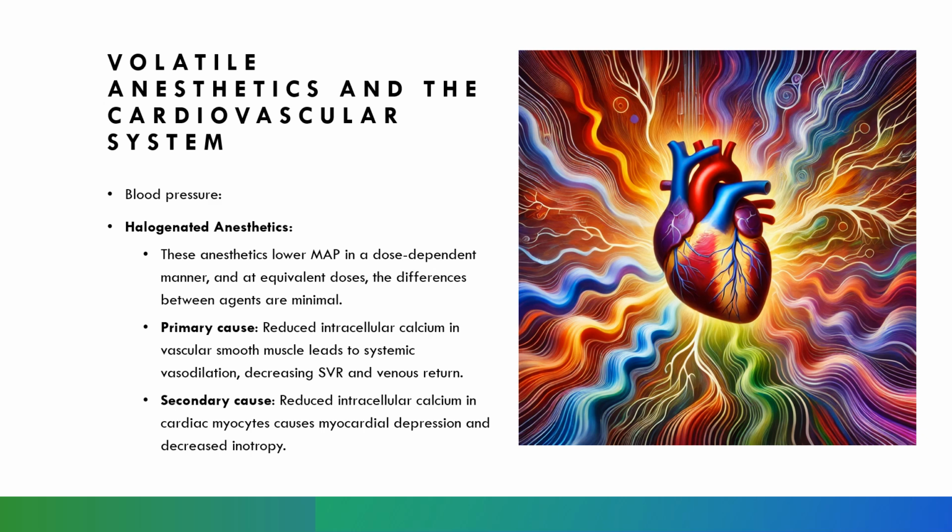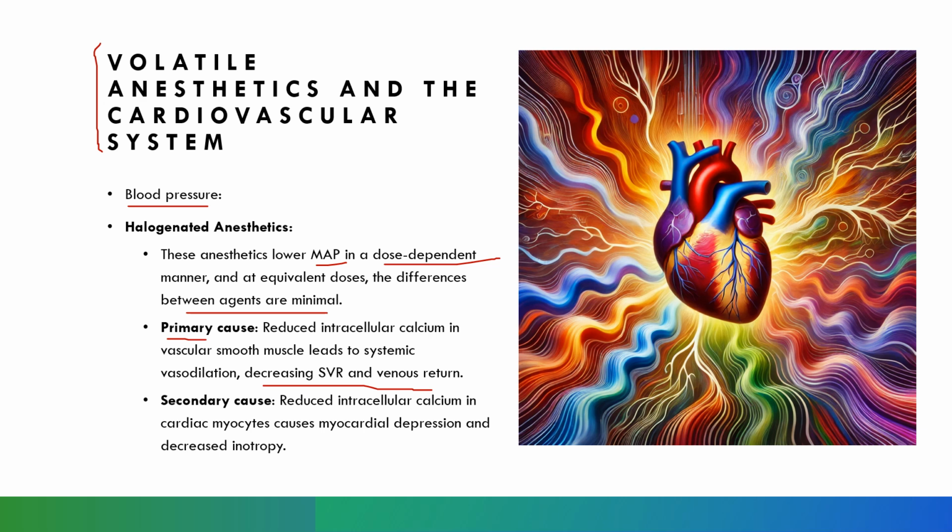All right, so what do volatile anesthetics do to our heart and our cardiovascular system? Overall, blood pressure. We've all seen this, okay? Anesthetics lower MAP in a dose-dependent manner, and at equivalent doses, the difference between agents is minimal, okay? The primary cause of this is reduced intracellular calcium in vascular smooth muscle, which is going to lead to systemic vasodilation, decreasing the SVR and venous return.